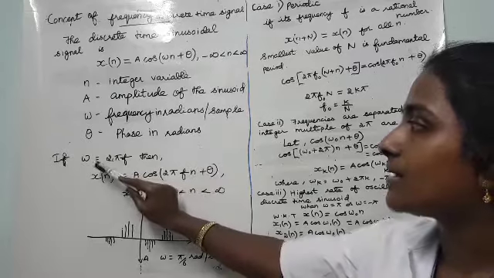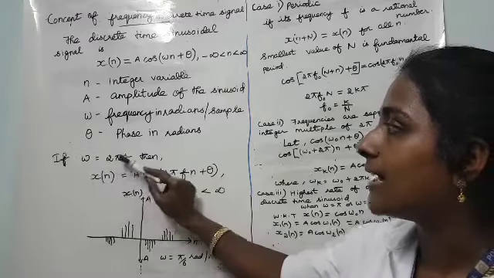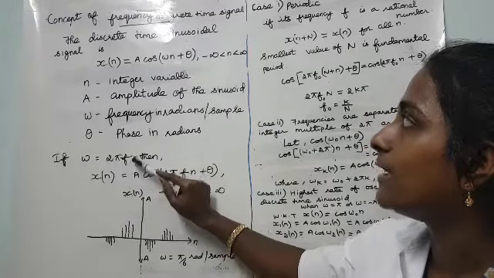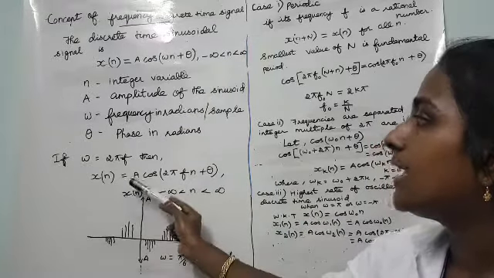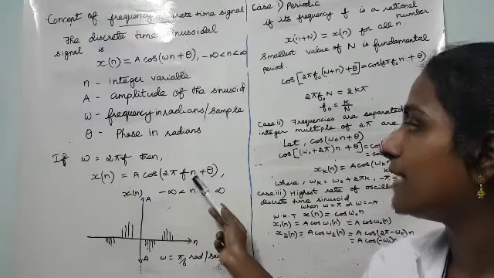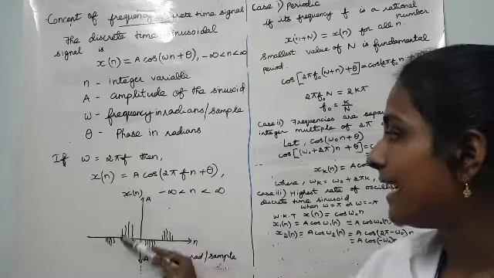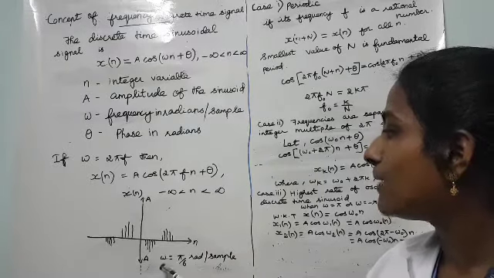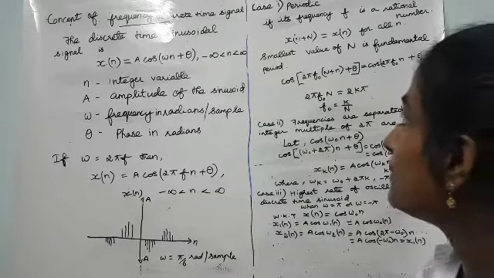Here first we can substitute omega is equal to 2 pi f. This formula we have already known. So we substitute omega is equal to 2 pi f in the above equation, and we get x of n is equal to A cos(2 pi f n plus theta), and the limit is the same. Here this diagram is an example of the sinusoidal signal where omega is equal to pi by 6 radians per sample.